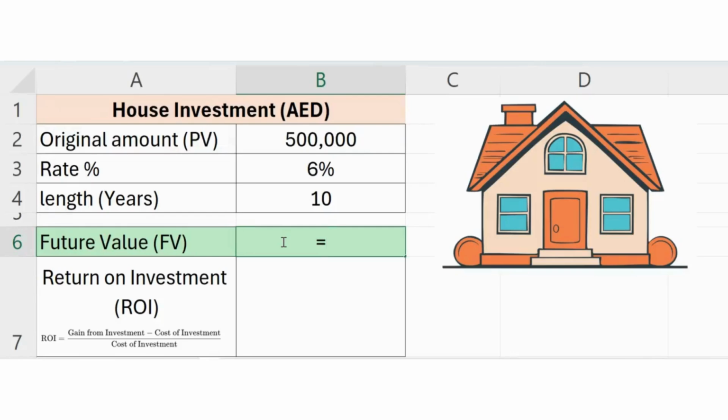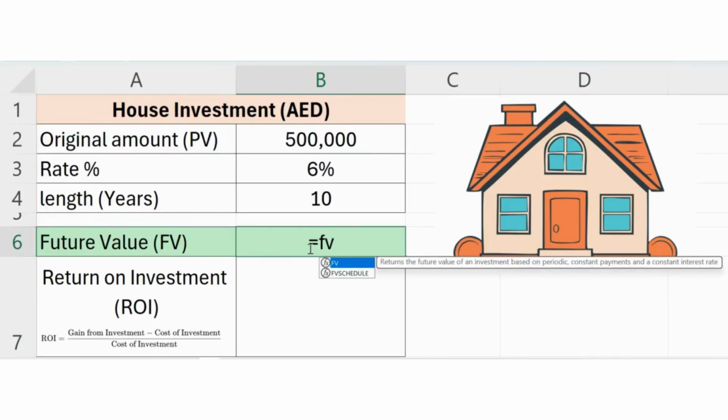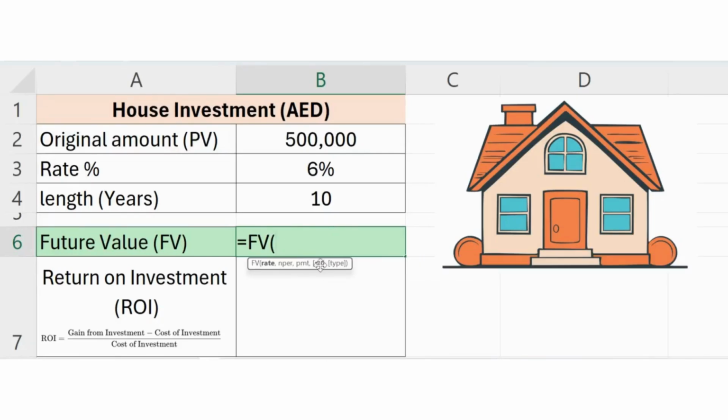If you buy a house today for $500,000 and expect its value to grow by 6% per year, you might wonder how much that house will be worth after 10 years. This is where the FV function in Excel becomes very useful, because FV helps you calculate the future value of an investment based on a growth rate and a time period.